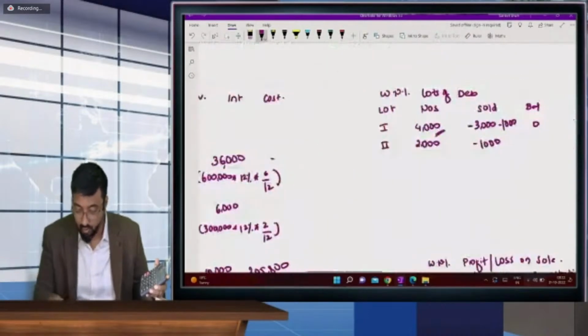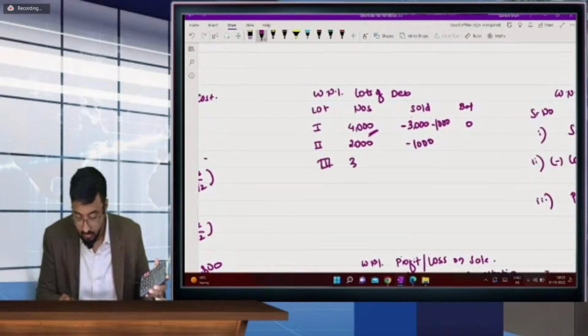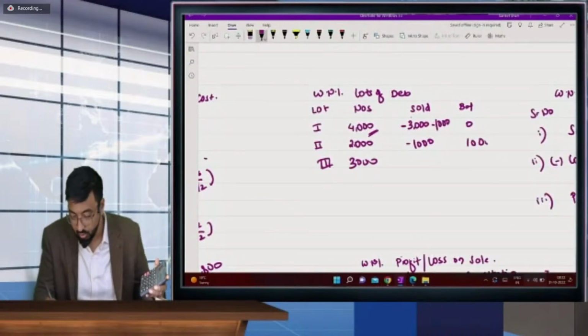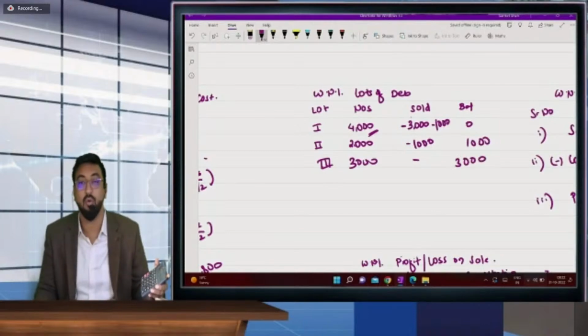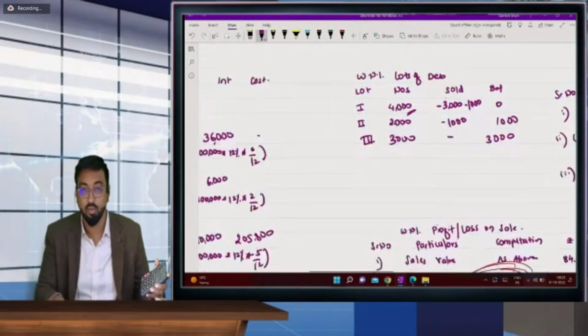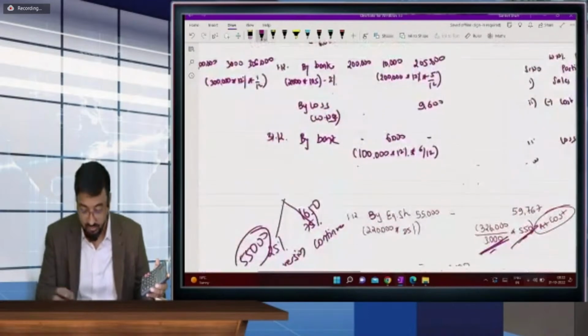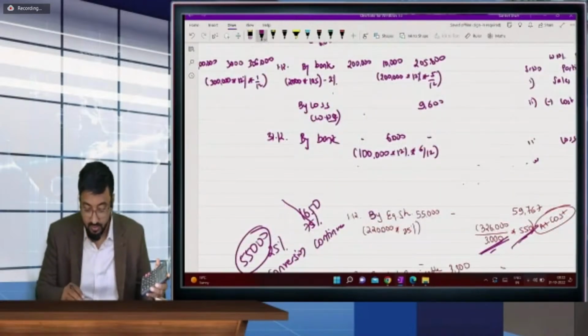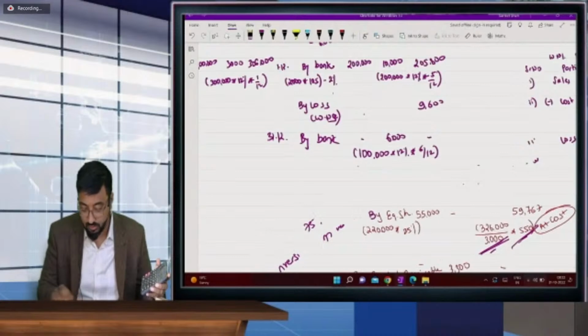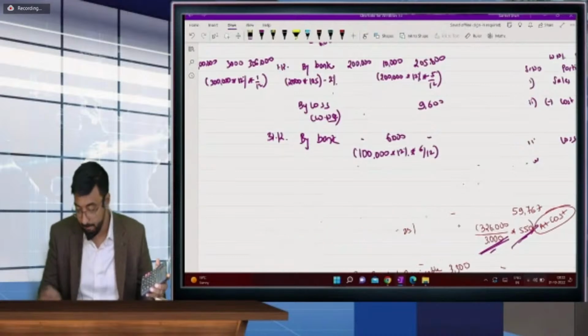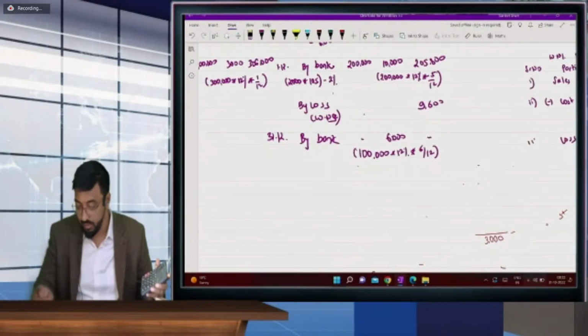And now you have lot number 3, 3,000. So now you are left with 1,000 balance of lot 2 and 3,000 of lot 3. So now you have 4,000 debentures. How many debentures, beta, do you have? 4,000 debentures.